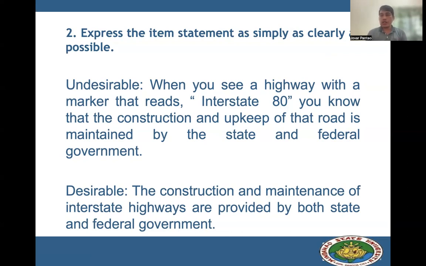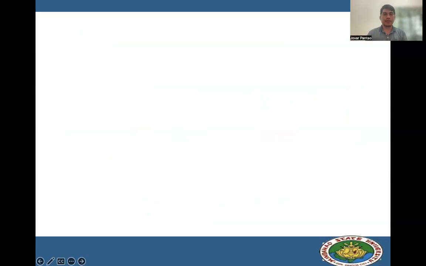So to make it simple, we can revise that statement and state the item this way: the construction and maintenance of interstate highways are provided by both the state and the federal government. So this is clearer compared to the first statement, because the first statement will probably yield confusion among the students. Now, let's move on to rule number 3.